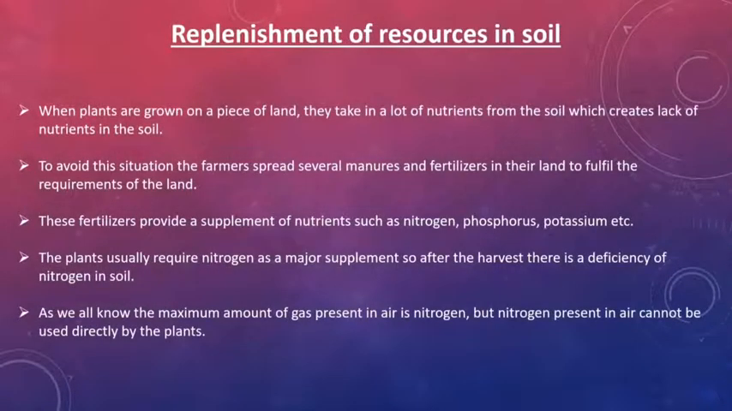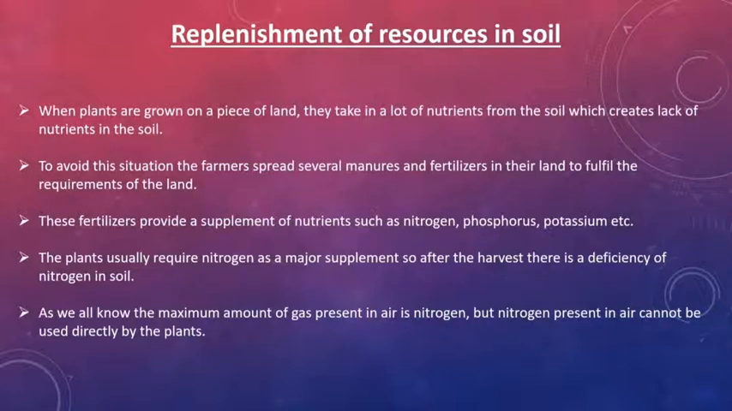When plants are grown on a piece of land, they take in a lot of nutrients from the soil, which creates a lack of nutrients. To avoid this situation, the farmers spread several manures and fertilizers on their land to fulfill the requirements of the land. These fertilizers provide a supplement of nutrients such as nitrogen, phosphorus, potassium, etc. The plants usually require nitrogen as a major supplement. So after the harvest, there is a deficiency of nitrogen in the soil.